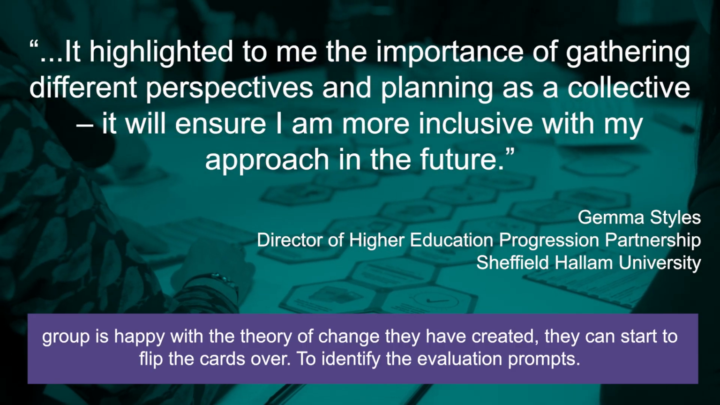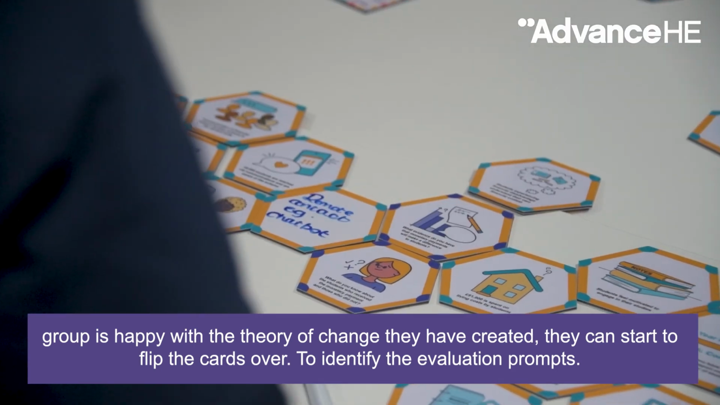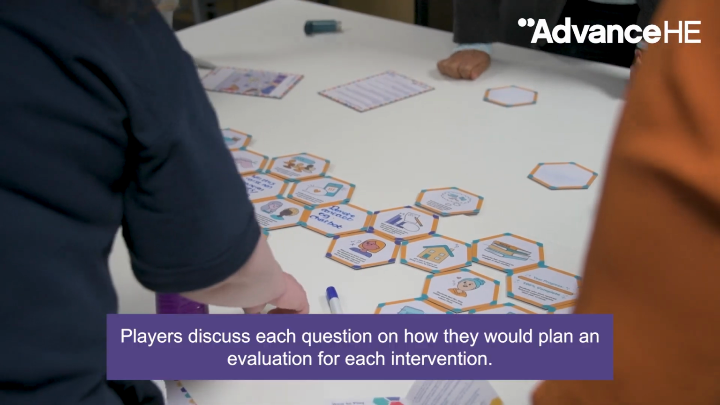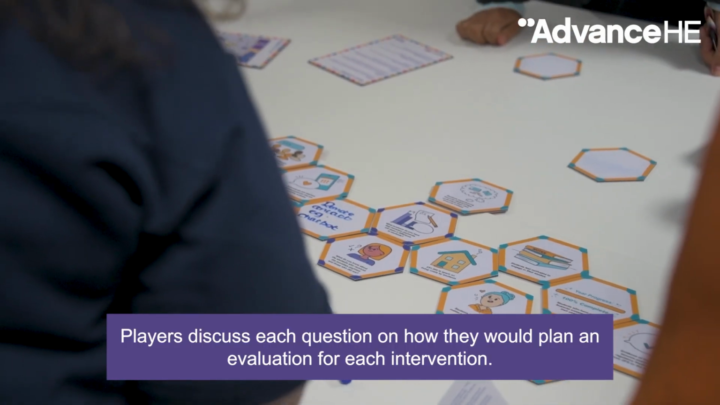Once the group is happy with the theory of change they have created, they can start to flip the cards over to identify the evaluation prompts. Players discuss each question and how they would plan an evaluation for each intervention.